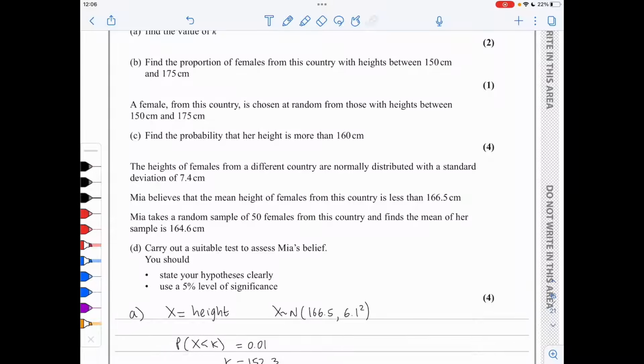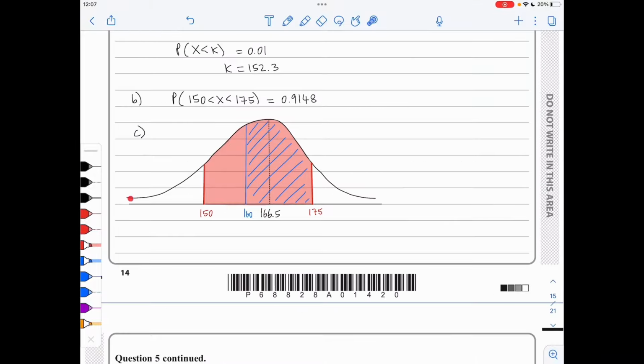Now, a female from this country is chosen at random from those with heights between 150 and 175 centimeters. I need to find the probability that her height is more than 160 centimeters. Now, this is conditional probability. I always suggest that you draw a diagram just to illustrate what's happening. So let's do that. I have drawn here my bell-shaped curve. It is centered at 166.5. We know for sure that this individual has a height between 150 and 175.